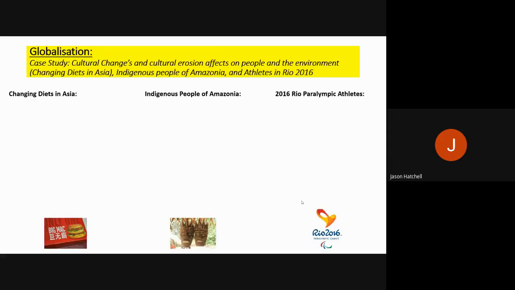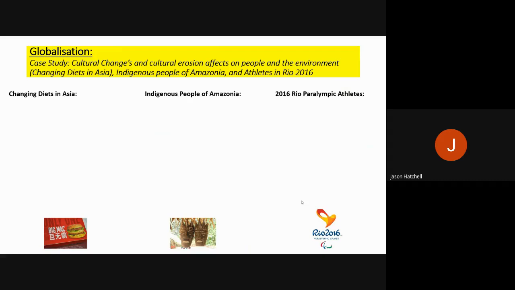A major case study in this topic was about cultural changes and cultural erosion, and the effect of those changes on people and the environment. So we used three major examples to look at cultural change and cultural erosion and the impact. Let's start with the first example in this case study, and that was changing diets in Asia.